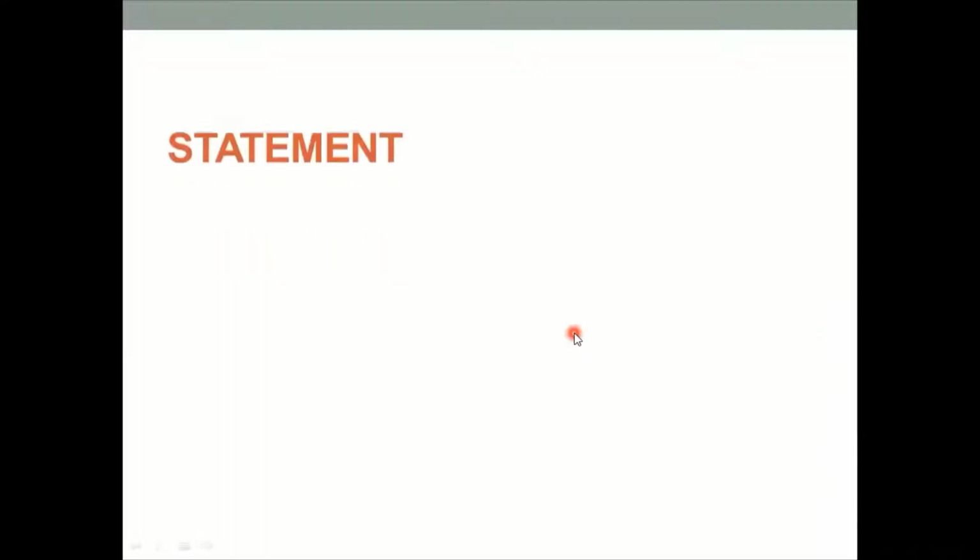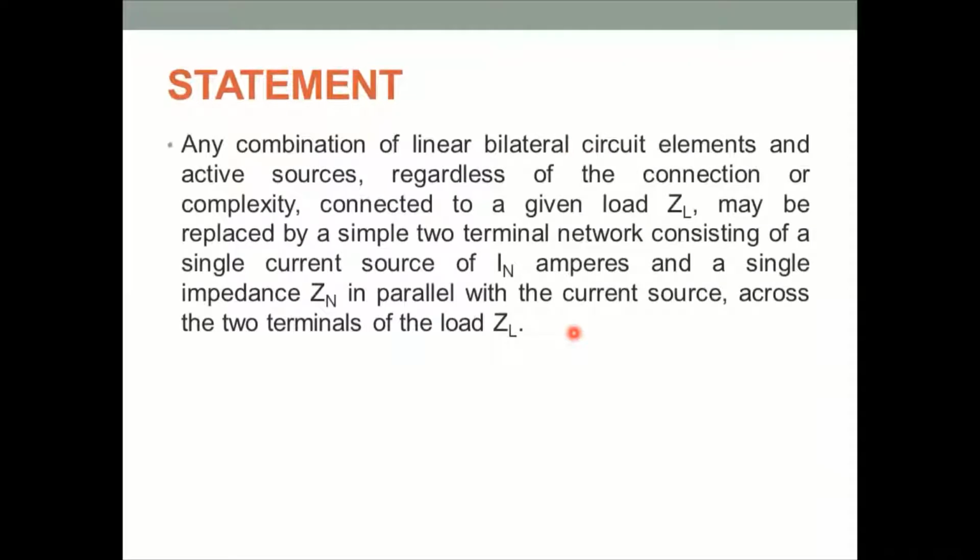Coming to the statement of Norton's theorem, any combination of linear bilateral circuit elements and active sources, regardless of the connection or complexity, when connected to a given load ZL, where ZL is the load impedance, may be replaced by a simple two-terminal network which consists of a single current source IN in parallel with an impedance ZN across the two terminals of the load ZL.